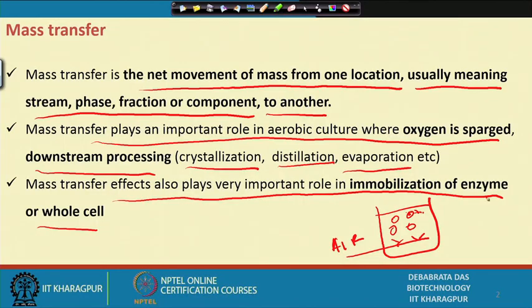But the problem is that as soon as you immobilize, the soluble enzymes will be fixed on the solid matrix, the insoluble solid matrix. So it is a heterogeneous system, and I told you that in a heterogeneous system the major factor that plays an important role is the diffusion problem. So the mass transfer effect is very important in the immobilized enzyme and whole-cell system.